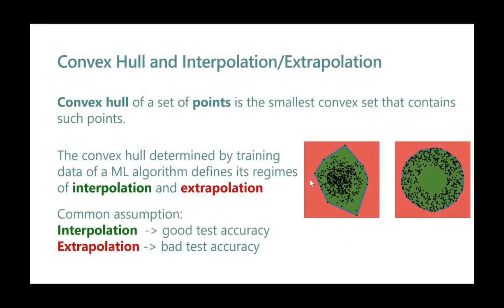So just a recap, if you are not familiar with the term, a convex hull mathematically is, for a set of points, the smallest convex set that contains such points. So in the figure, you see the convex hull is the blue line, and it splits the space into two regions, the interpolation region, green, and the extrapolation region, red. And there is this common assumption that when your machine learning algorithm is in the interpolation region, all good, your test accuracy is fine. When you're outside of it, well, you have bad test accuracy. So this is the setup of the convex hull.